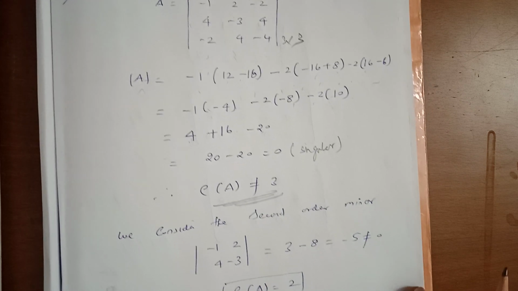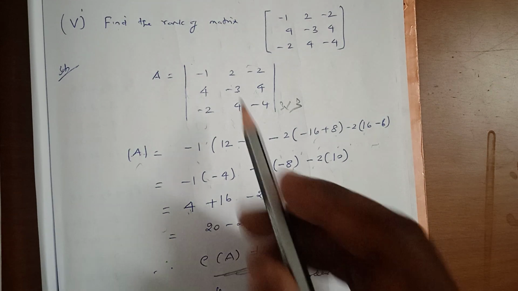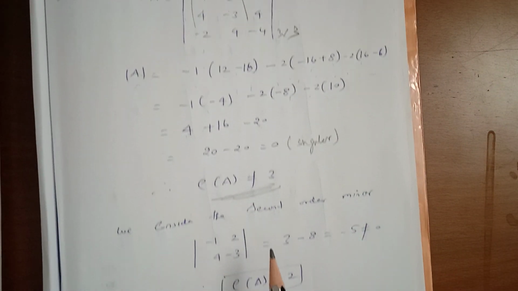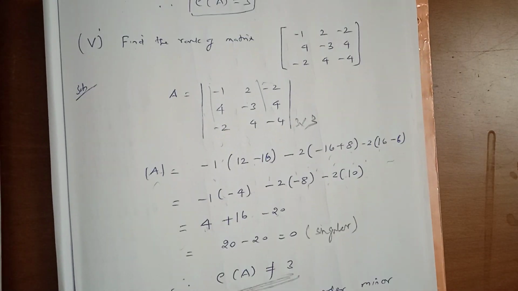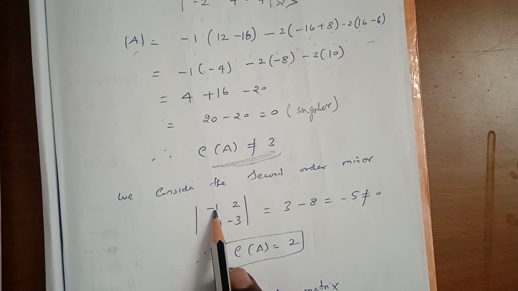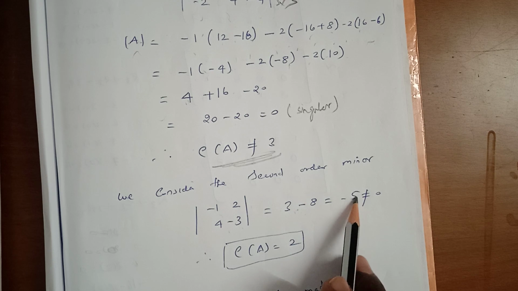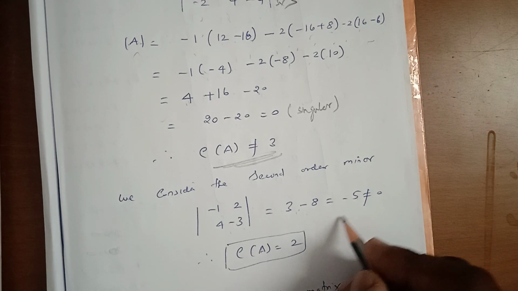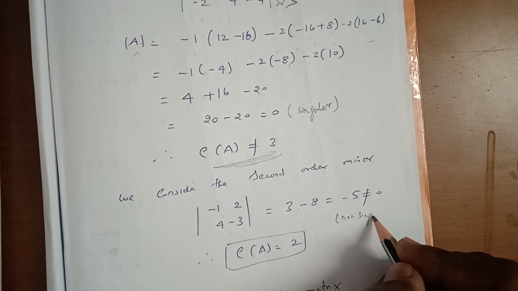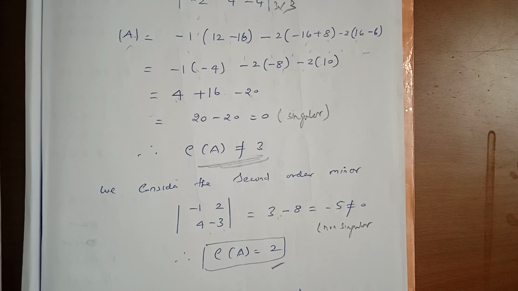So in this situation we have to consider the second order minor. This is the 3 by 3 matrix, so we have to consider the second order minor. The second order minor is minus 1, 2, 4, minus 3. You can consider any one of the minors. We have to apply the cross multiplication: plus 3 minus 8, which is minus 5, is not equal to 0. Minus 5 is not equal to 0, so it is non-singular. So the rank value is 2.